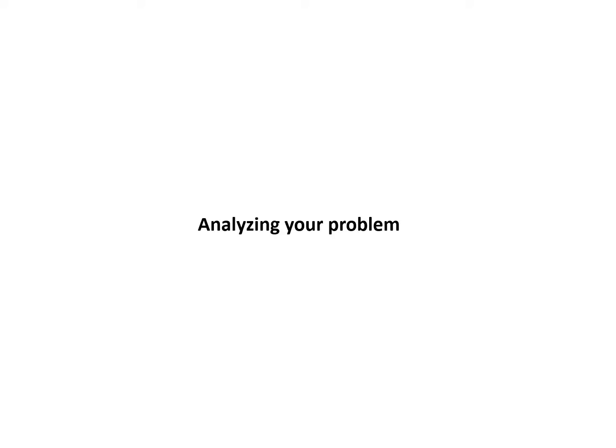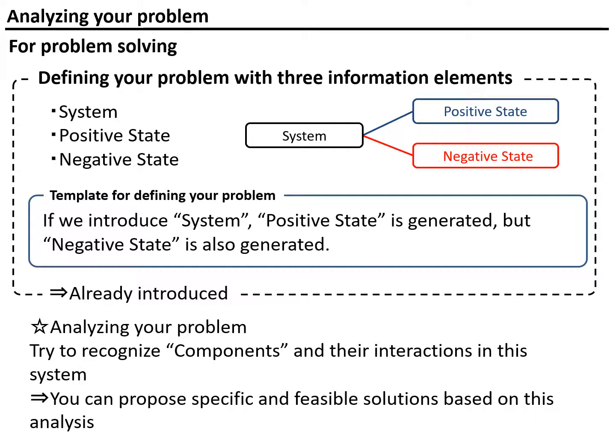Okay, here I'm going to talk about analyzing a problem, how you could analyze your problem. So, for problem solving, I have stressed that you need to define your problem very, very clearly. That could be achieved by using the template, by defining three information elements: system, positive, negative state.